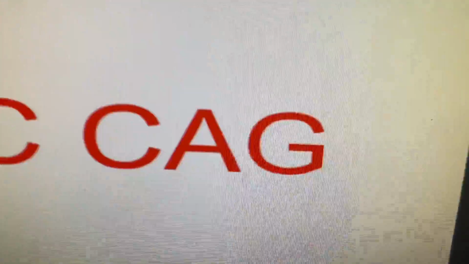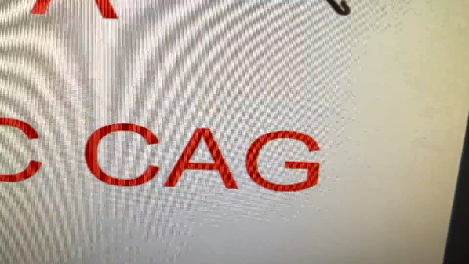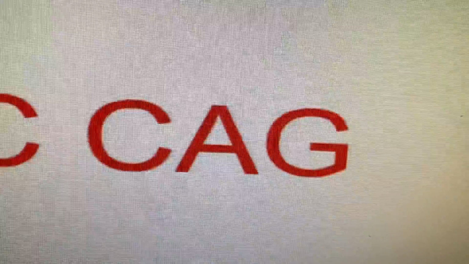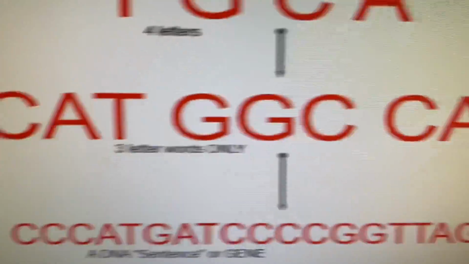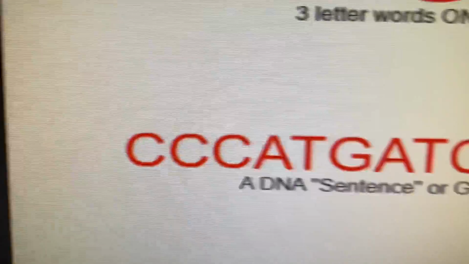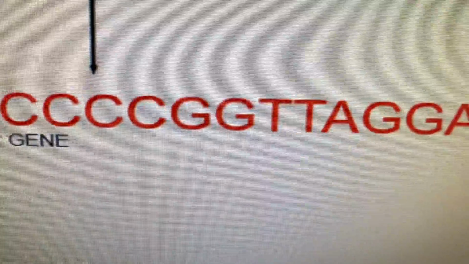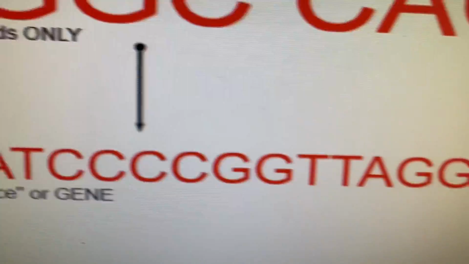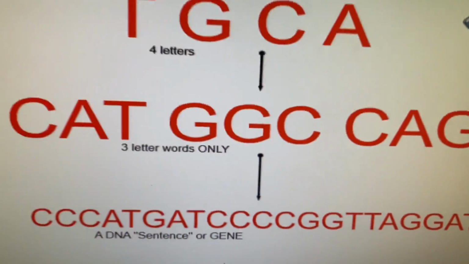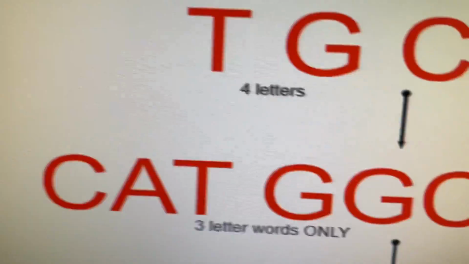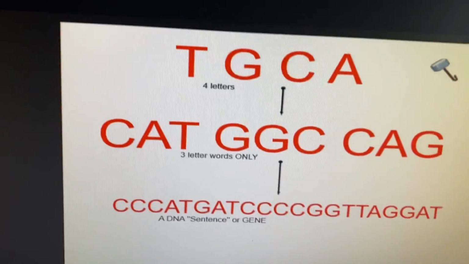CAG, in English, CAG is a nonsense word. It doesn't mean anything. But in DNA, CAG means leucine. See, they all have meanings. They mean amino acids. And then in DNA language, to make meaning out of it, you string the words together. We call that in English a sentence. But in DNA, it's just a bunch of 3-letter words. And it tells the ribosome what amino acids to stick next to each other to make a protein.